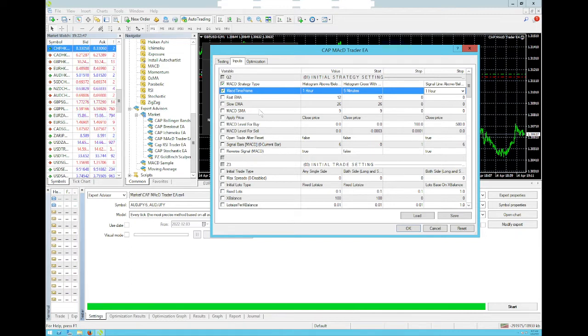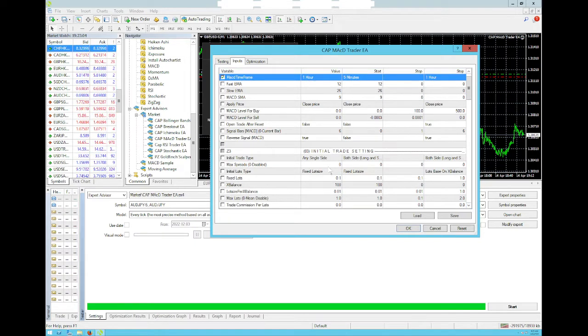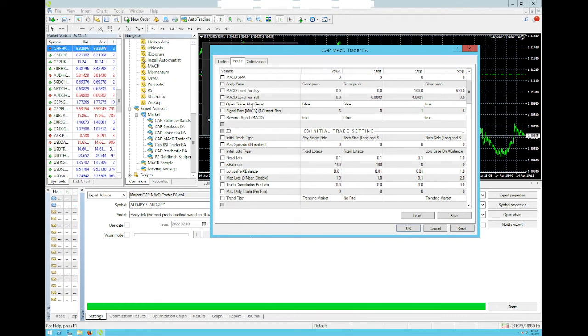Don't mess with the fast, slow, or the SMAs. Don't mess with the applied price. Levels, I'll probably get into that later, but for now I leave them alone. I've been messing around with them, but I haven't really gotten a full take on how to use them. Open trade after reset. Okay, this one doesn't really matter whether it's true or false. I usually leave it at false. Signal bars. All right, I use that one. I go from 0 to 6 on everything.